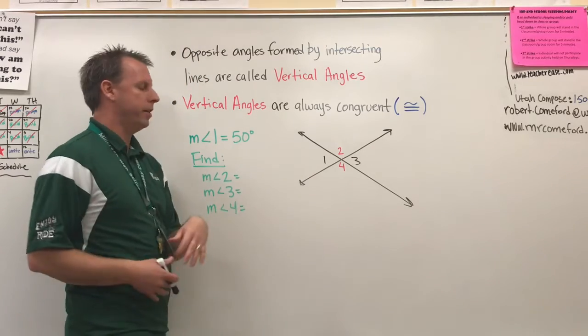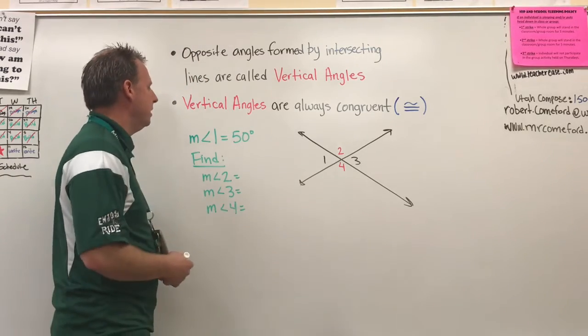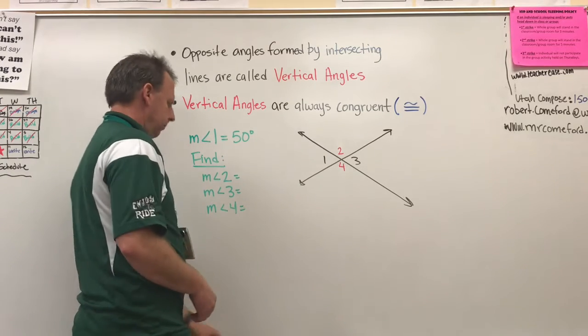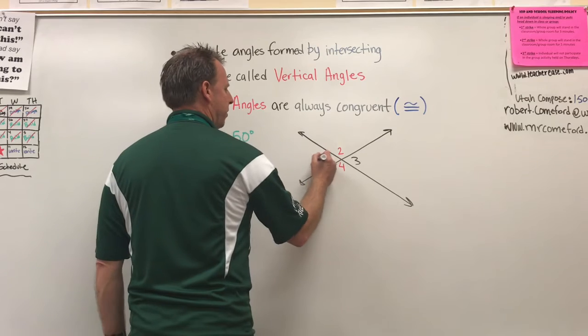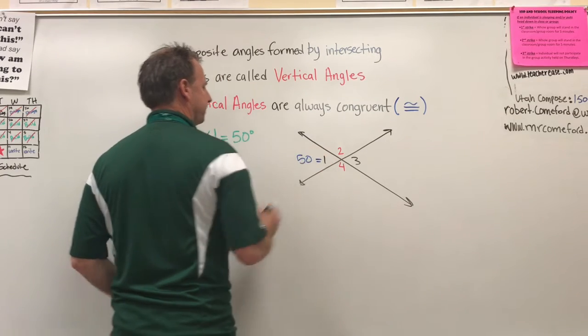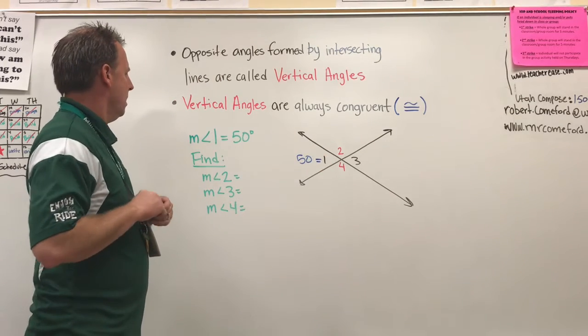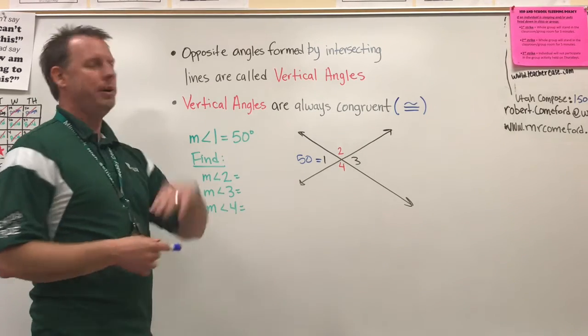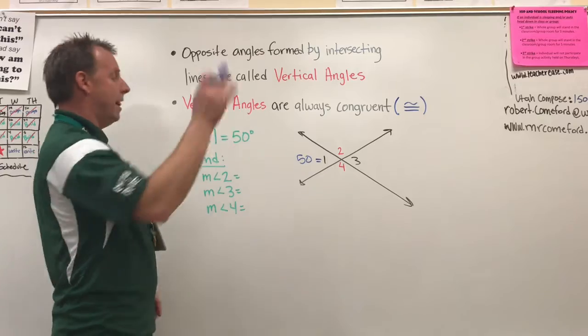So we've got a problem here. This is a typical kind of problem that you might see. I'm telling you that angle 1 is 50 degrees. Let's say I think I'm going to use the blue here. So angle 1, 50 degrees. I need to find all the rest of the angles. Well, angle 3 is going to be pretty easy. Oh, let me talk about that too.